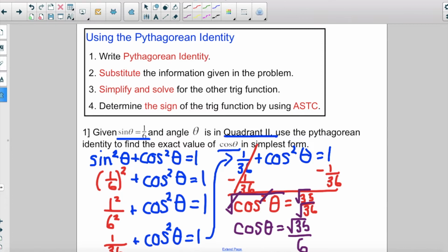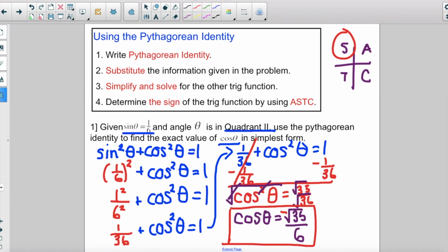Now the last piece of information that we didn't use yet was that it's in quadrant 2. The fact that it's in quadrant 2, we have to use All Students Talk Constantly. We're looking for cosine, and in quadrant 2, only sine is positive. So that tells us that our answer is going to be negative. So that's how you use the Pythagorean identity.